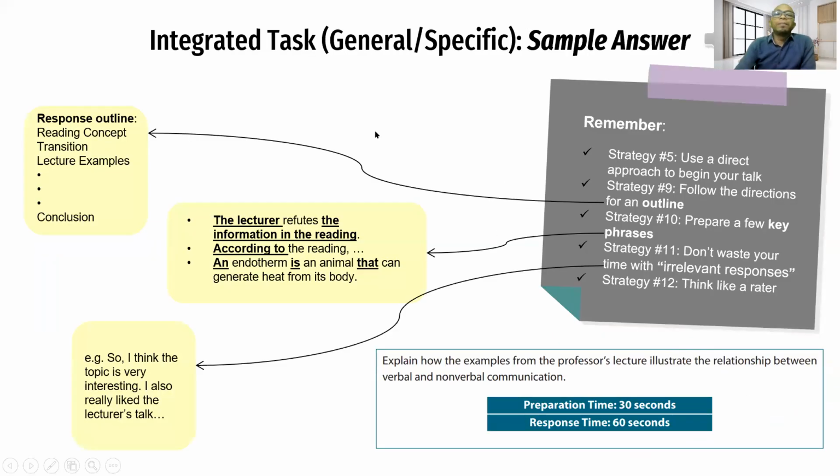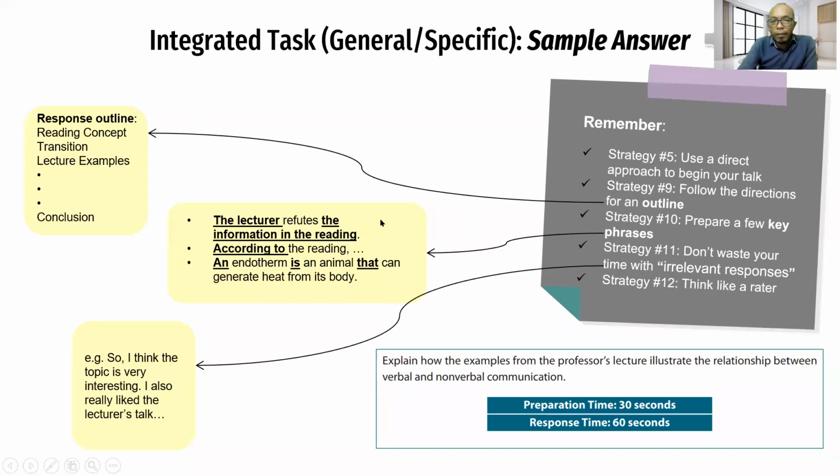All right, so again, apply the strategies to get the highest score. So start with the direct approach, follow the directions for an outline, and if you follow the directions as seen on the screen over there, you'll have an outline that will look like this. So starting with the summary of the reading concept or the theory or ideas in the reading, and then the transition to the lecture examples, along with the details of the examples.